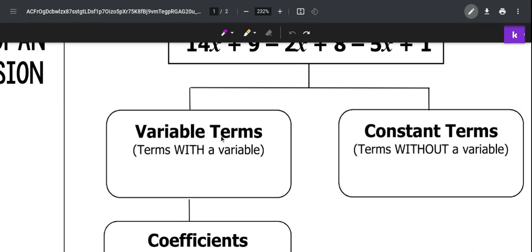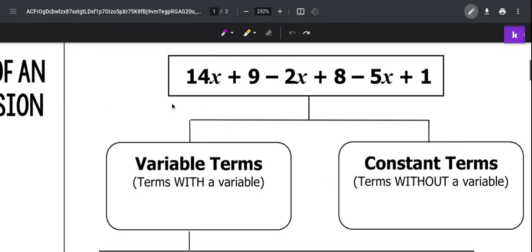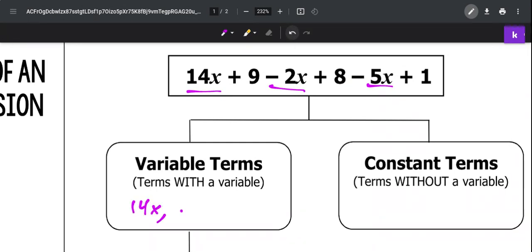So let's focus on the variable terms right now. A variable term is a coefficient, or a number, and a variable. So we have 14x, and we have minus 2x, so we keep the minus with the 2, and that would be negative 2x. And then we also have 5x, but the minus is here, so we make that negative. Make sure to write these down.